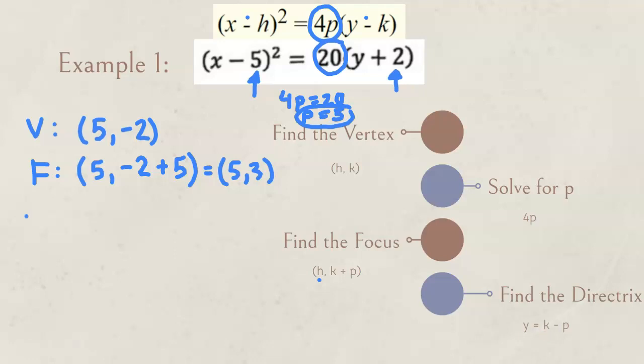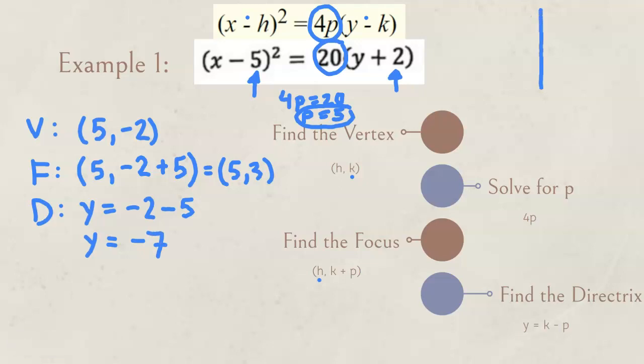And then the last thing we're going to do is find the directrix. The directrix is going to be the equation for a horizontal line. So it's going to be y equals. And to get the directrix, we're going to take the y coordinate of the vertex, which is -2, and subtract p. Since p is positive, subtracting p is going to move our directrix 5 units down. So that is our equation for the directrix.